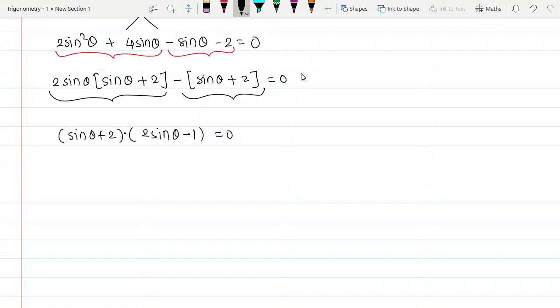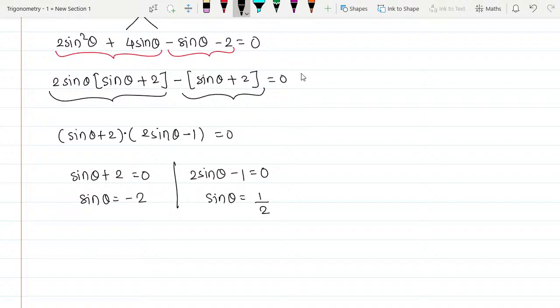Again I have the product of two factors. So either the first term sin theta plus 2 equals 0, or 2 sin theta minus 1 equals 0. Now tell me quickly which value of sin theta is invalid. Sin theta equals minus 2 and sin theta equals 1 by 2. Which value of sin is invalid in this case? Now definitely you will tell me, I'm sure. Great, yes, very good.